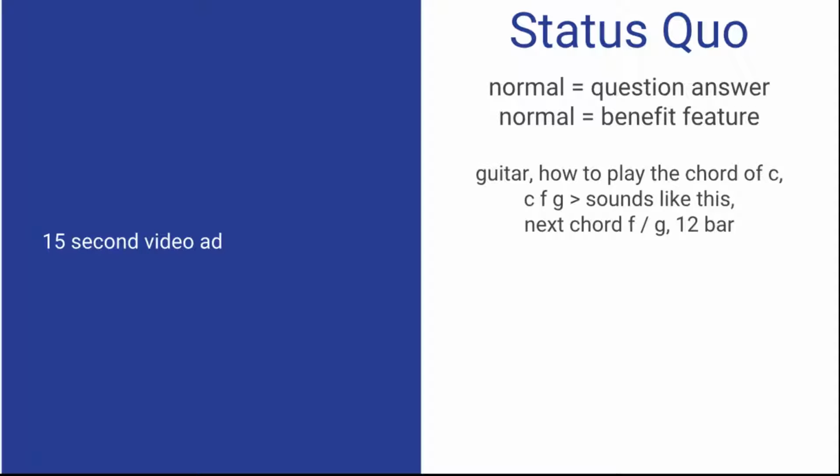Because remember, we're selling without selling, so we can't just go straight in and say, we sell guitar training courses for £37. Please go here and pay the money, and we'll teach you how to play the chord of C, and then F, and then G, and it'd be fantastic. Okay, we don't want to do that because that's obviously selling.